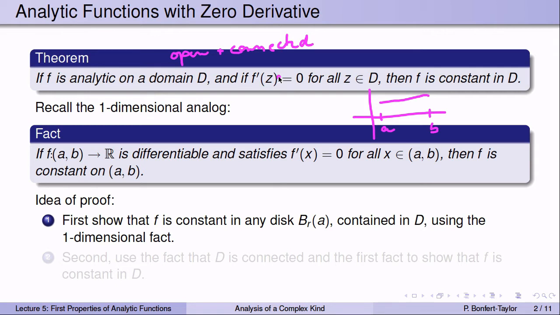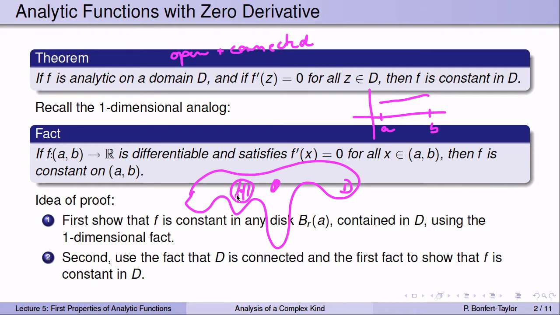Here's the idea of the proof. First, we show that the function f that's analytic and whose derivative is 0 in all of D must be constant in any disk contained in D. So if D is your domain, and who knows what it looks like, and it may have a hole, maybe this is not part of D. This first fact says as soon as you pick a disk that fits inside D, in that disk, at least, we know that f must have the same value everywhere. And the second part of the proof is then use that we already showed that f must be constant on any disk that we pick, and the fact that D is connected, so it's in one piece, to show that f must be constant throughout D.